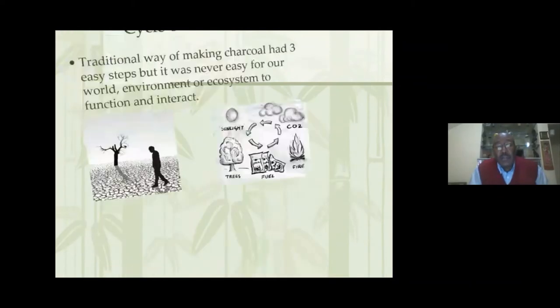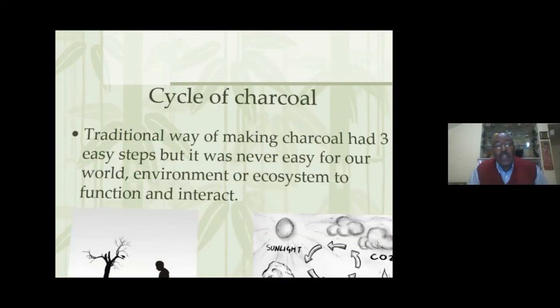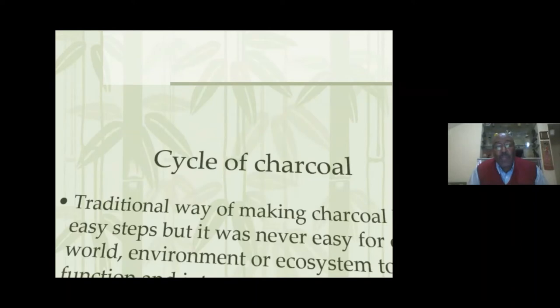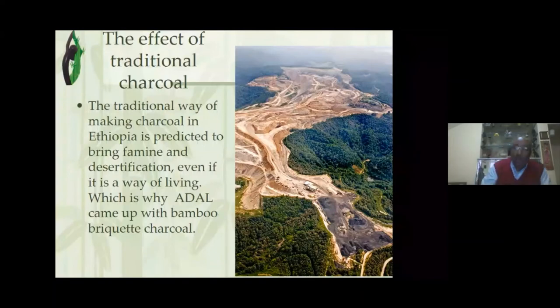Cycle of charcoal. As you've seen in the picture, the traditional way of making charcoal has three easy steps, but it was never easy for our environment or ecosystem to function and interact. The effect of traditional charcoal: the traditional way of making charcoal in Ethiopia is predicted to bring famine and desertification, even if it is a way of living, which is why Adal came up with bamboo briquette charcoal.